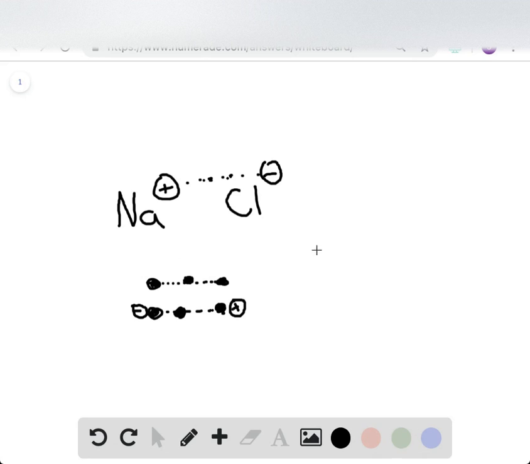And ions with similar charges, such as two sodium ions, would actually be repulsed. Remember that opposites attract, so like charges would repulse.